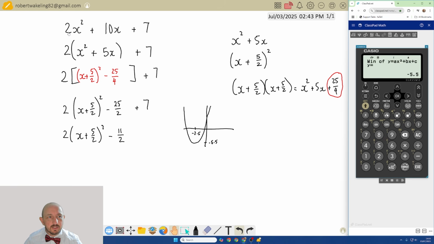Whatever the number is in front of the x squared, we take that out as our factor. So it could be a minus as well. We do exactly the same thing.